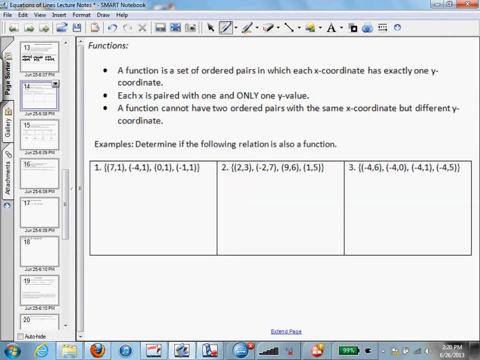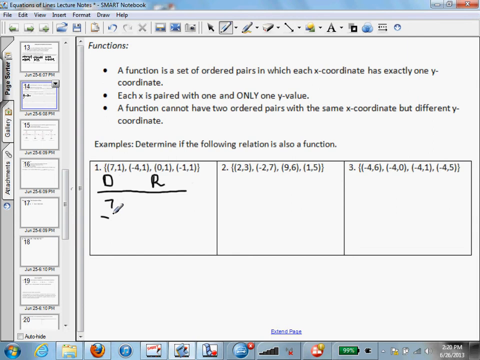Righty? A function is a set of ordered pairs in which x coordinates have exactly one y coordinate. Each x is paired with one and only one y value. A function cannot have two ordered pairs with the same x coordinate but different y coordinates. So if we look, let's list the domain and range.